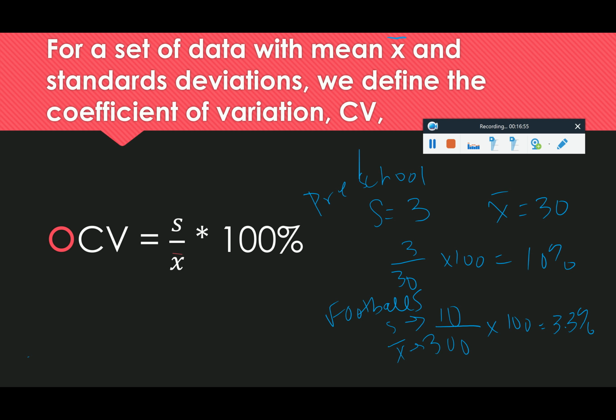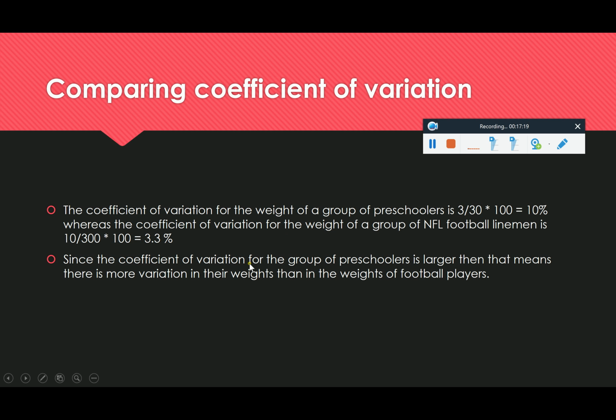Because the coefficient is larger for the group of preschoolers, we conclude that there's more variation in their weights than in the weights of the football players. So because this number is bigger than this number, there's more variation here. That means their weights differ a lot more than the football players. So the coefficient of variation for the weight of a group of preschoolers is 3 divided by 30 times 100, which is 10%, whereas the group of NFL football linemen is 10 divided by 300 times 100, which is 3.3%. Because this percentage is larger, there's more variation in the group of preschoolers' weight.